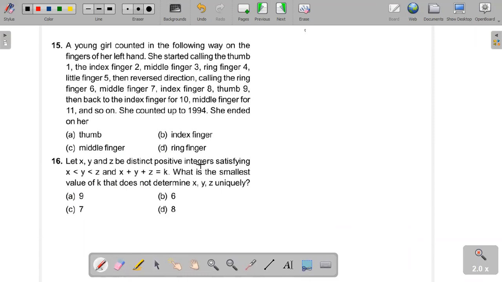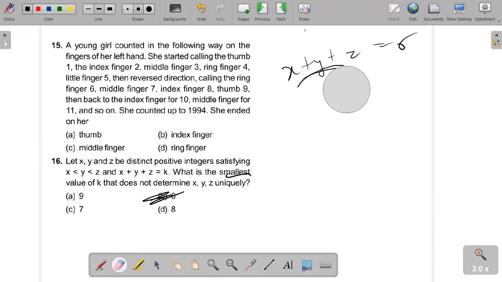What is the smallest value of k? Okay, that doesn't determine x, y, z uniquely. So I don't know what this question is, but since it asks for the smallest, I would start with the smallest option. If I say 6, then 1, 2, 3 would be the only choice, or you can say 3, 2, 1 would be the only choice. So 6 can't be the answer.